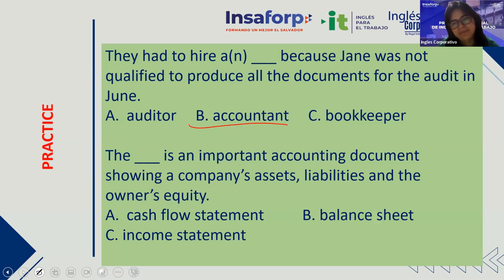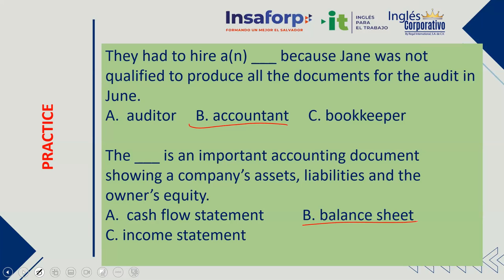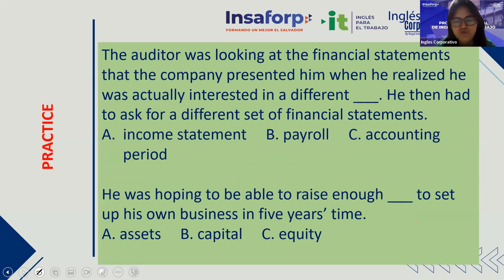What about the next one? A balance sheet. Very good. The balance sheet is an important accounting document showing a company's assets, liabilities, and the owner's equity. Okay. Now we have two more questions. The auditor was looking at the financial statements that the company presented him when he realized he was actually interested in a different. He then had to ask for a different set of financial statements.